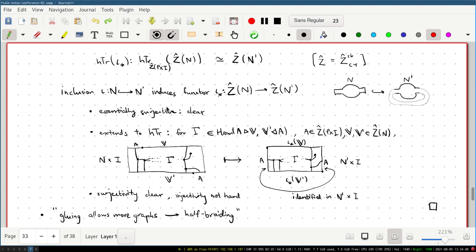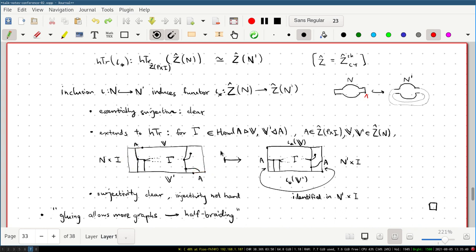So step by step, when you include N into N prime, the glued up manifold, it's an inclusion. It's quite clear that this is essentially surjective. And then we show that it extends to the horizontal trace, so when you artificially add object A here versus object A here, you get a morphism given by such a graph, and you get a graph in the glued up surface across I by pinching this down, making it vertical, and making this part vertical also, and of course we glue this to that. That's how we get a graph in N prime across I.